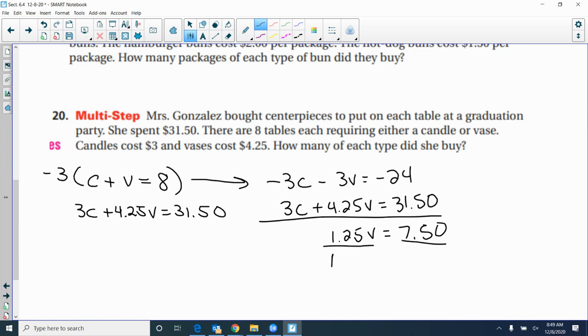All right, we gotta get a whole number because you can't have a fractional number of candles or a fractional number of vases. Colin, what's that equal? V equals 5. Okay, good. V equals 5. So C plus V has to equal 8.